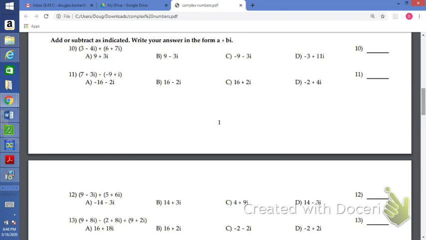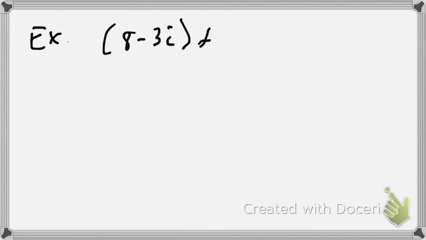The next set of example problems that I'm going to go over will help you with 10, 11, 12, 13, adding and subtracting complex numbers. We focused on that in our homework last night, so we should be good with this, but let's go over it again just in case. Alright, examples. Let's do 8 minus 3i plus 5 minus 6i.